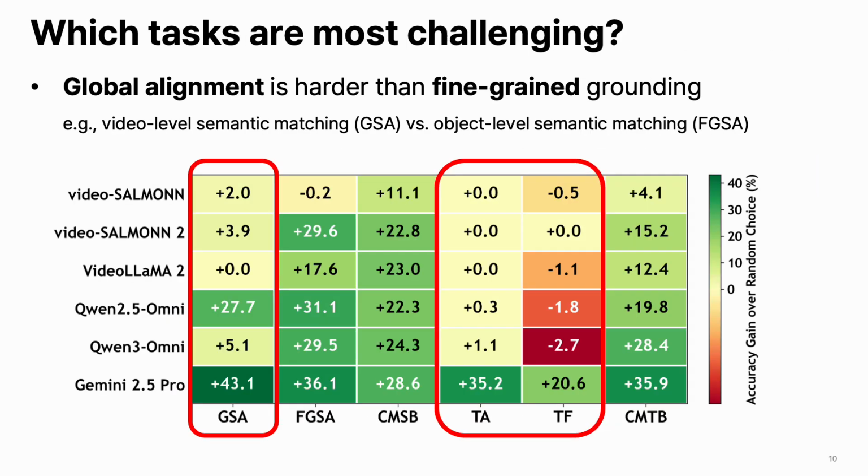A closer look shows that global alignment can be even harder than fine-grained grounding. For example, identifying whether a specific object is visible may be easier than deciding whether the overall speech content matches the visual events in the video.